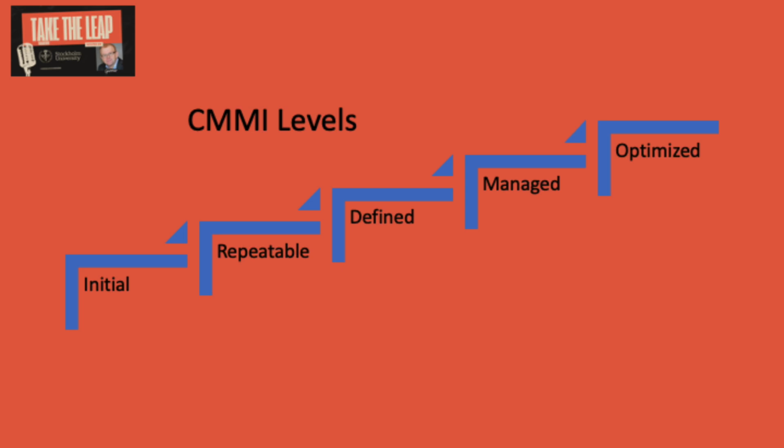Originally created for software development, it's now widely used across industries like technology, healthcare, engineering, and manufacturing. CMMI is all about measuring how mature and capable your processes are, identifying where improvements can be made, and giving you a clear path to level up those processes over time. Let's break it down into how this applies to project portfolio management.